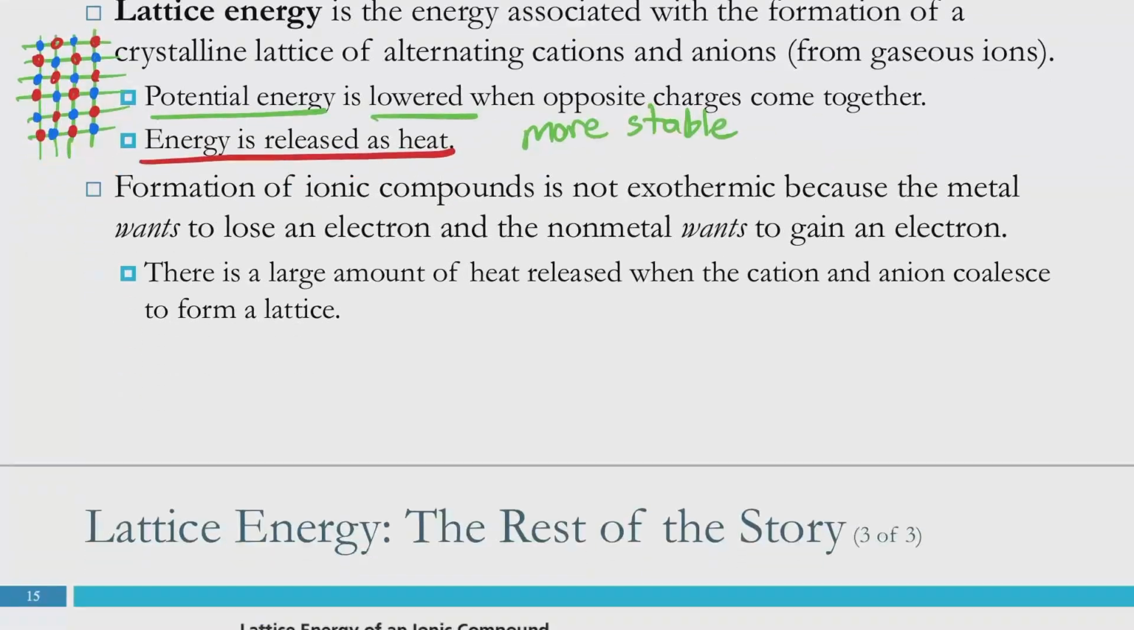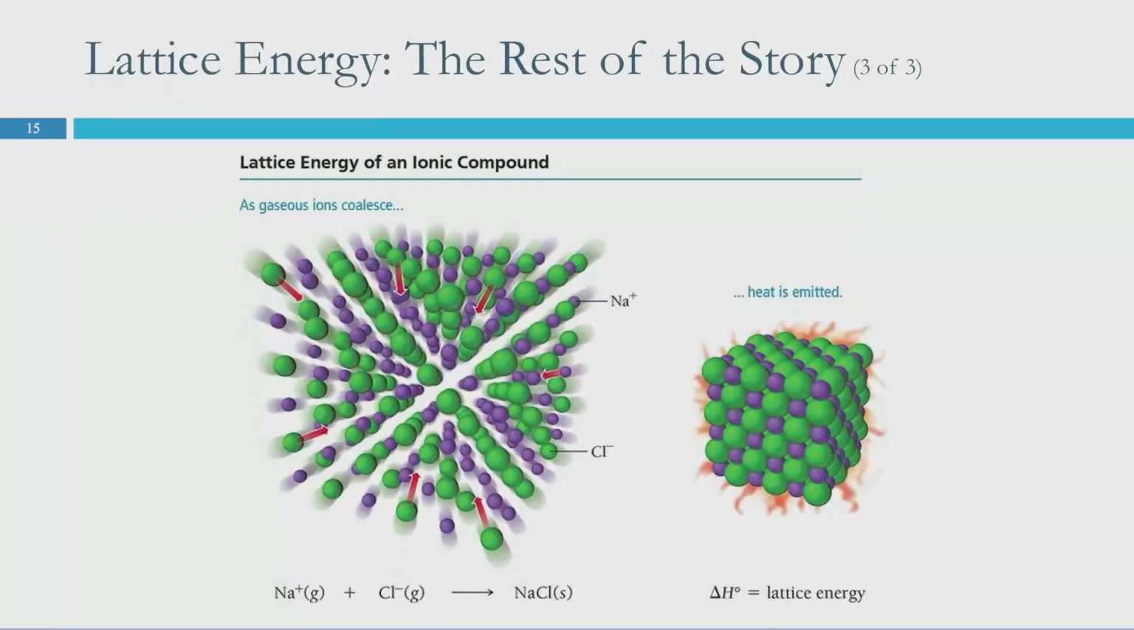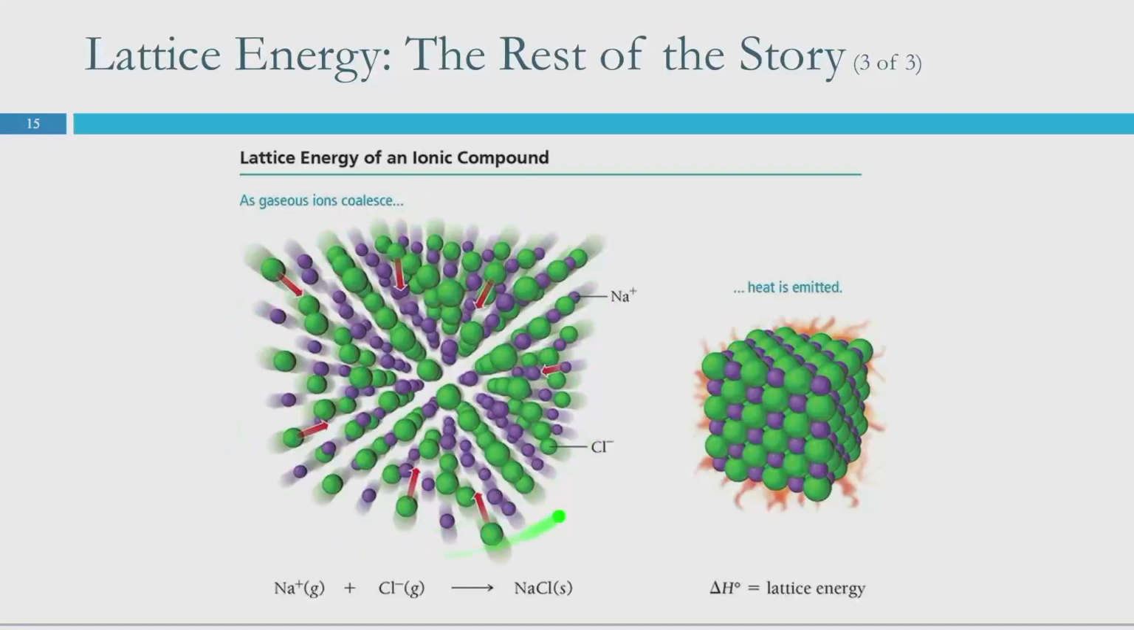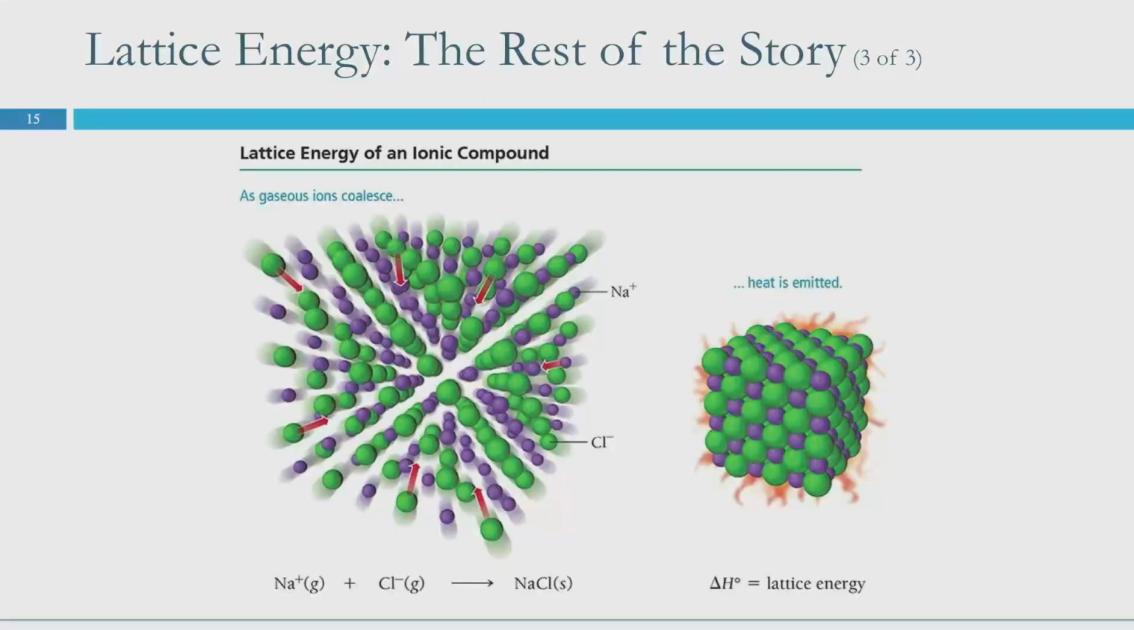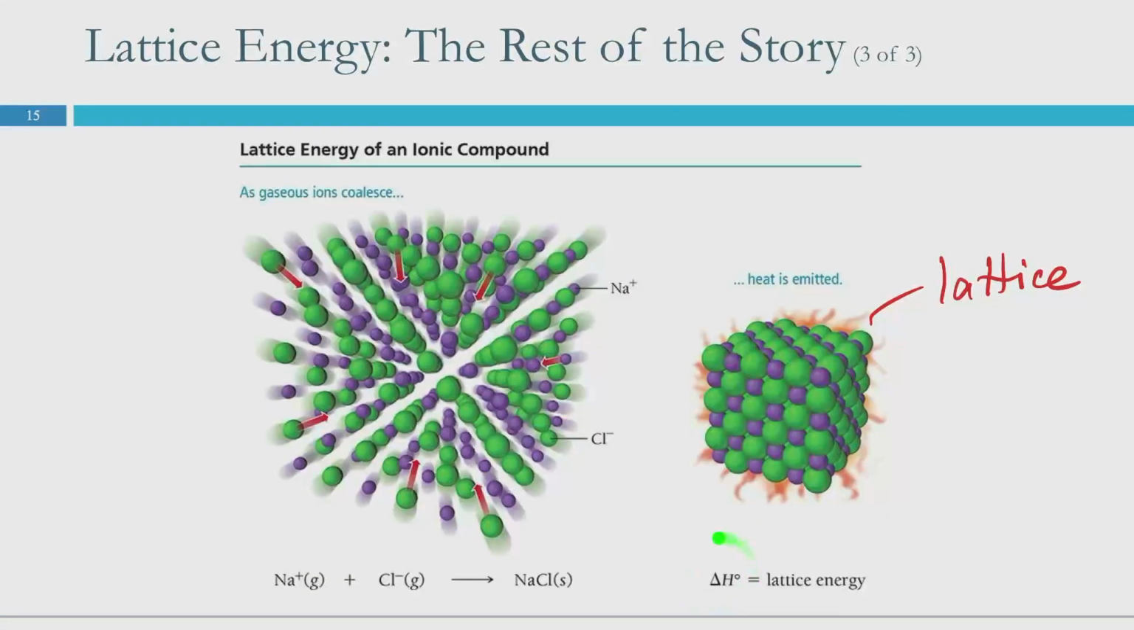And here we've got this image, which is very funny to me for some reason because it's reminiscent of many memes. So we've got all these gas ions coalescing, positive, negative charges, and they settle into this really tight array, lattice, where we've got alternating positive, negative, positive, negative, positive, negative in 3 dimensions. And the amount of energy that's released is our lattice energy.